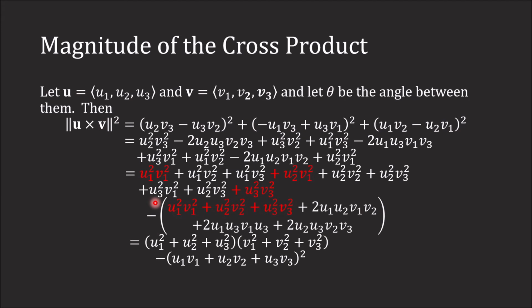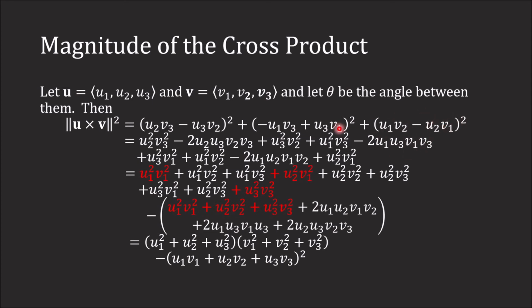Now let U be U1, U2, U3. Let V be V1, V2, V3. Let theta be the angle between them. Then if we take the norm of U cross V squared, remember that is just the first component squared plus the second component squared plus the third component squared.